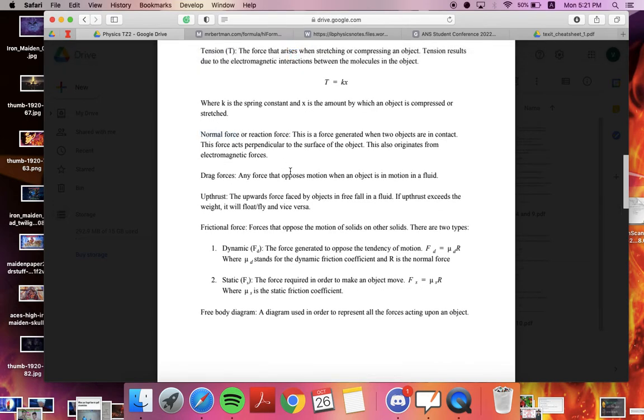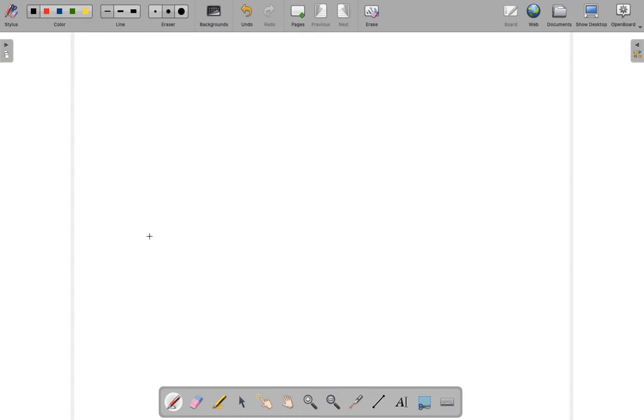Okay, so next, normal force or reaction force. This is a force that is generated when two objects are in contact. This force will always act perpendicular to the surface of the object and also originates from electromagnetic forces. A common example of the normal force is if you, let's say, have a table and you place an object on it.